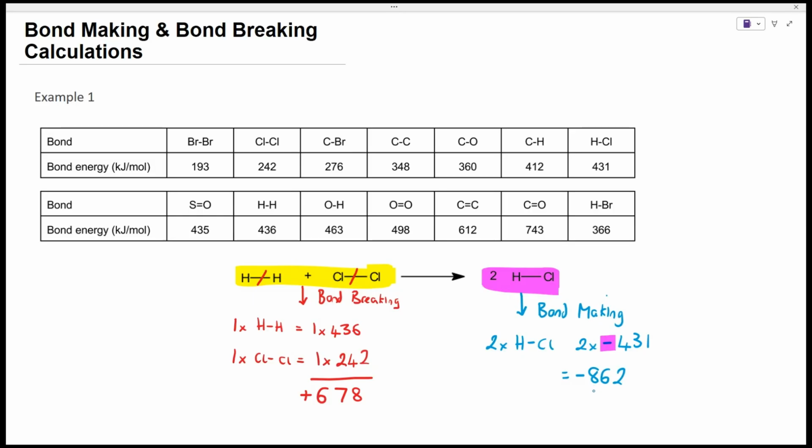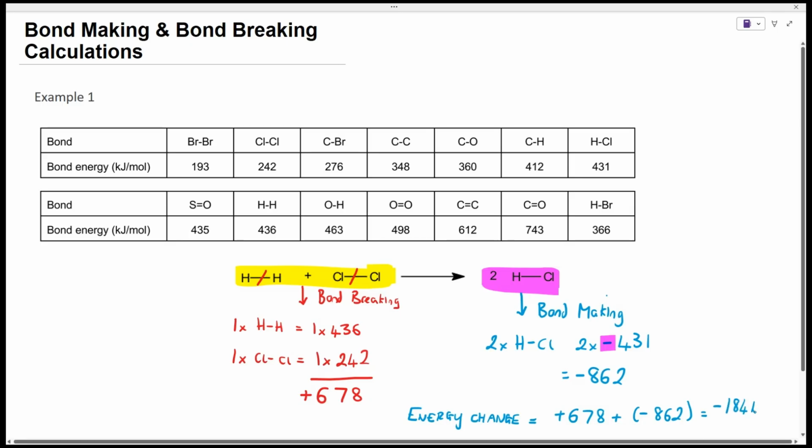Now that's important because when we do the next bit, the energy change, so when I work out the energy change for this reaction, what's going to happen is I'm just going to add the 2 numbers together. So I'm literally going to do positive 678 plus a negative 862, and that will give me minus 184 kilojoules per mole.